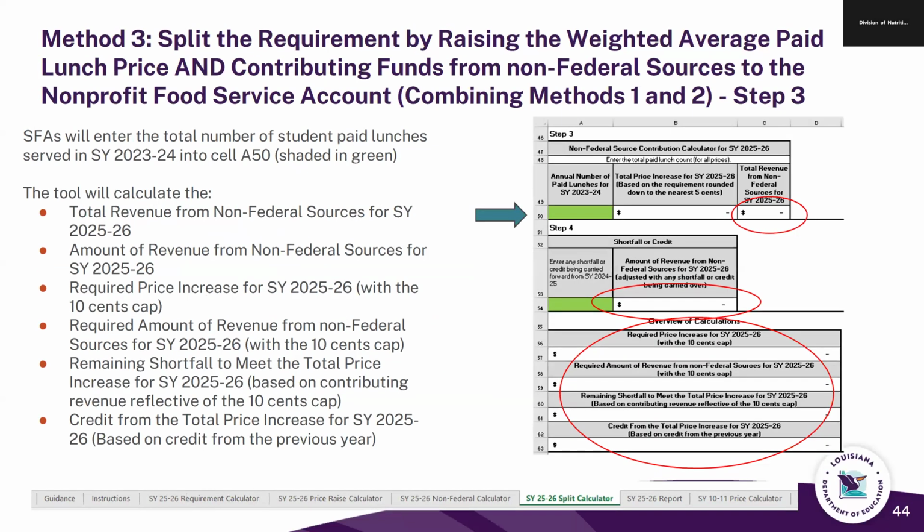So step 3 for method 3, you're going to enter the total number of student paid lunches served into cell A50, which is shaded in green. And the tool will then calculate the total revenue from non-federal sources, the amount of revenue from non-federal sources, the required price increase, the required amount of revenue from non-federal sources, the remaining shortfall, and the credit from the total price increase. So again, everything that's circled is what it's going to calculate.